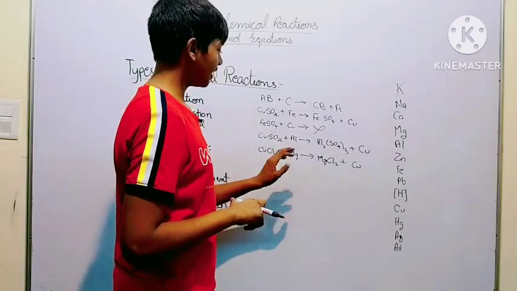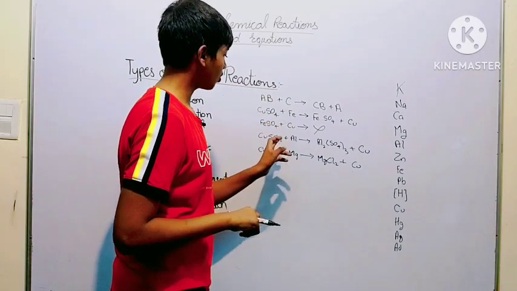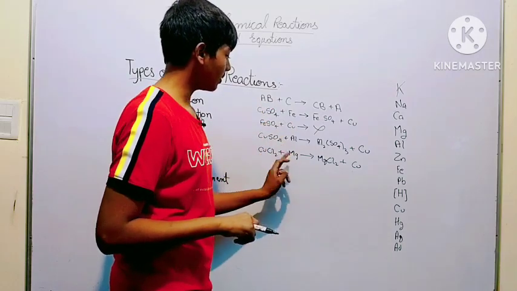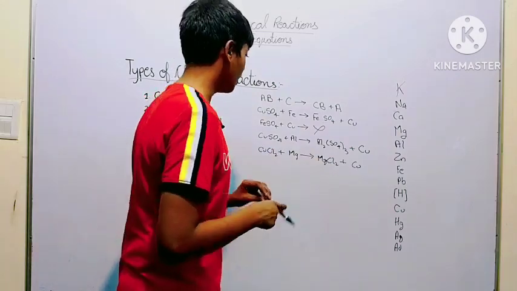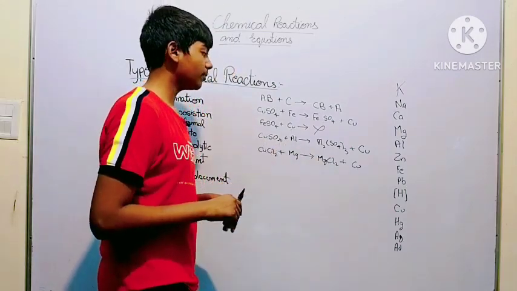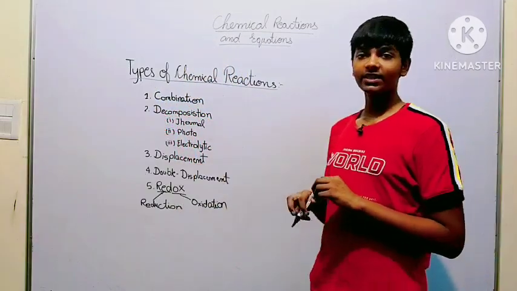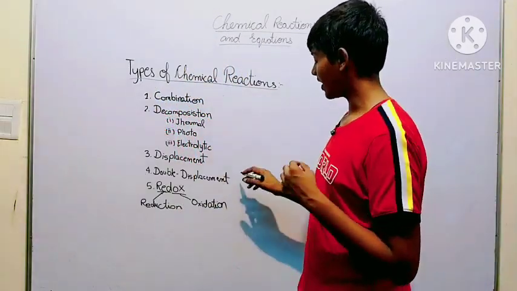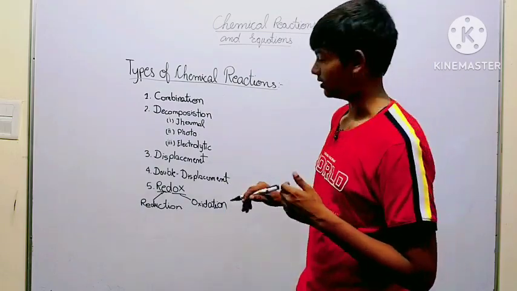So you saw in every reaction, iron was more reactive than copper, aluminium was more reactive than copper, and magnesium was more reactive than copper, hence they displaced copper out of its solution. But copper was not able to displace iron because copper is less reactive than iron. So our next type of reaction is double displacement reaction. In double displacement reaction there is an exchange of ions.